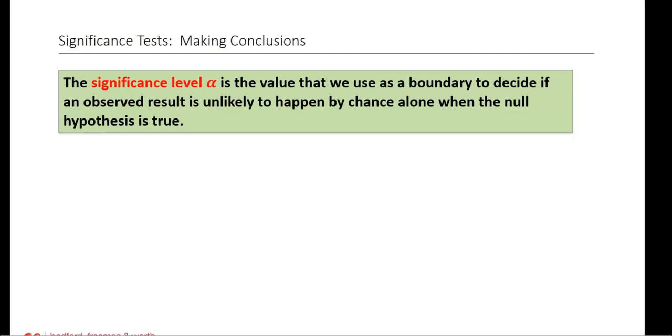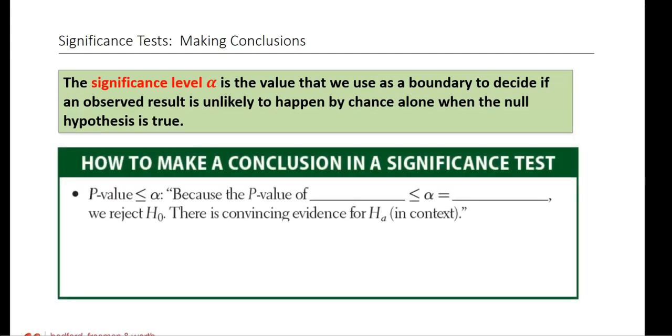The significance level alpha. Alpha is called the significance level, the value we use as a boundary to decide if an observed result is unlikely to happen by chance alone when the null hypothesis is true. If the p-value is less than or equal to alpha, because the p-value of blank is less than the alpha, which is blank, we reject the null. Usually, almost always, the alpha is 5%. That's typically our level for unusualness. So if our p-value is less than our alpha of 5%, we're going to reject.